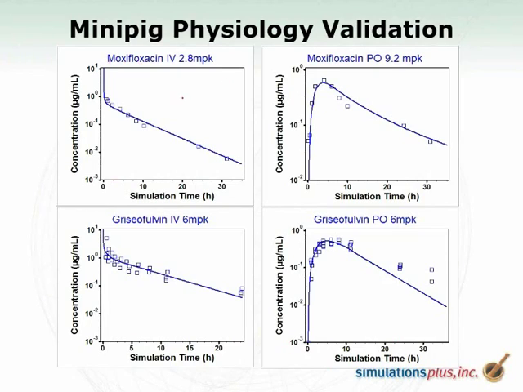Brief validation, again, we've used the same models or the same data as used in the original publication for moxifloxacin and griseofulvin. Both IV and PO dose for each of these compounds. And as you can see, the default physiology is really nicely accounted for the distribution and clearance, so for the entire disposition of both dosage forms for both compounds.